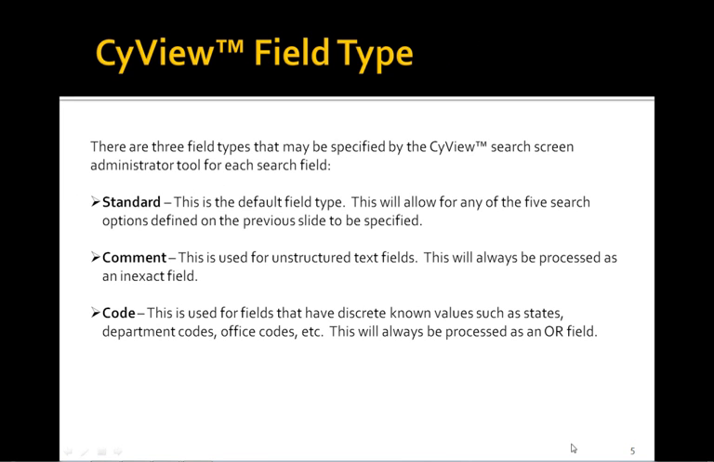There are 3 field types that may be specified by the CyView Search Screen Administrator tool for each search field. Standard, this is the default, which allows for any of the 5 search options previously defined to be specified. Comment, this is used for unstructured text fields and will always be processed as an inexact field. Code, which is used for fields that have discrete known values such as states or department codes, etc., will always be processed as an OR field. Now, let's take a look at these field types in action.